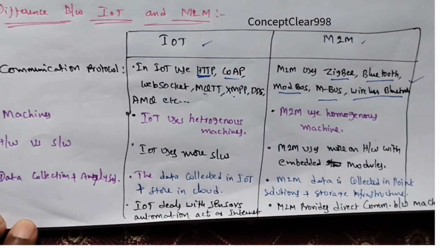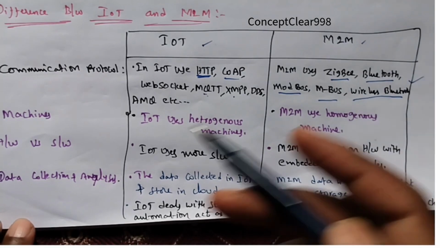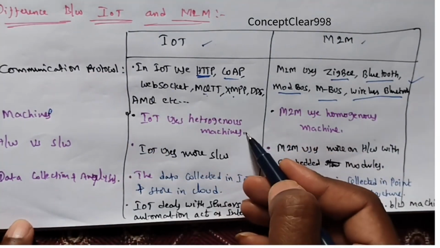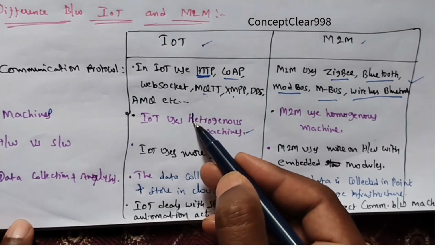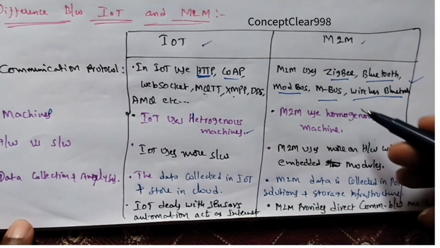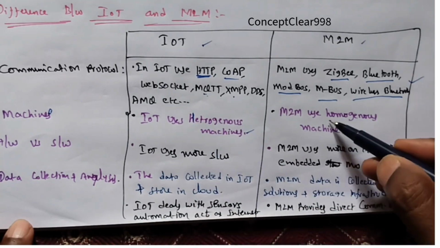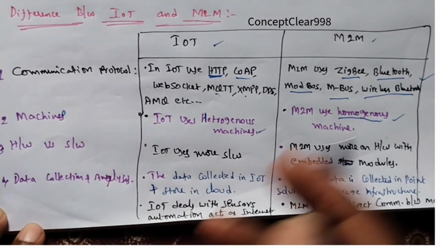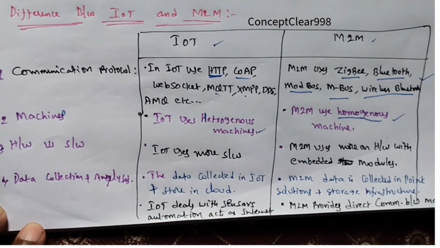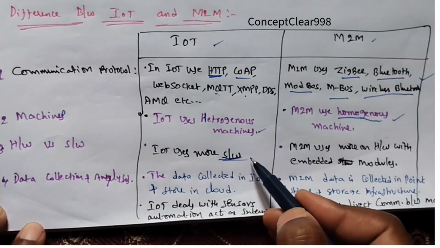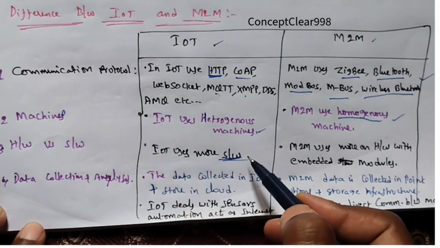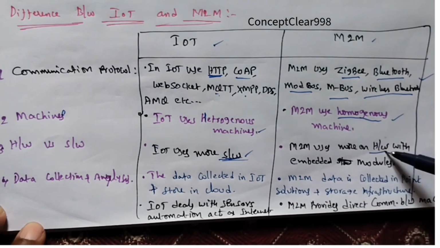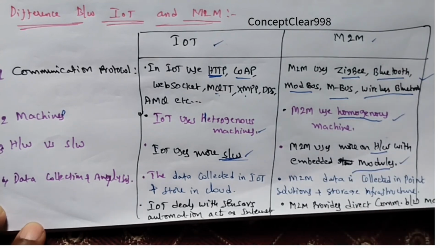These are the protocols we use in the M2M mechanism. What machines do we use in IoT? In IoT we use heterogeneous machines. In M2M we use homogeneous machines. Then, hardware versus software: in IoT we use more software, and in M2M we use more hardware with embedded modules.